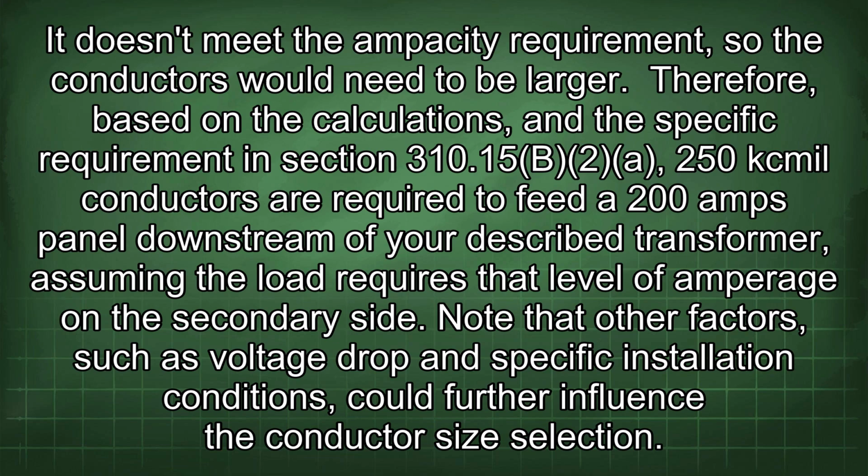Therefore, based on the calculations and the specific requirement in section 310.15(B)(2), 250 kcmil conductors are required to feed a 200 amp panel downstream of your described transformer, assuming the load requires that level of amperage on the secondary side.